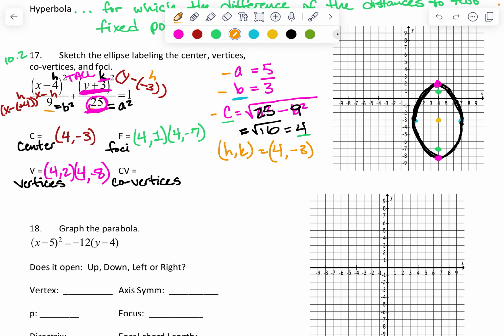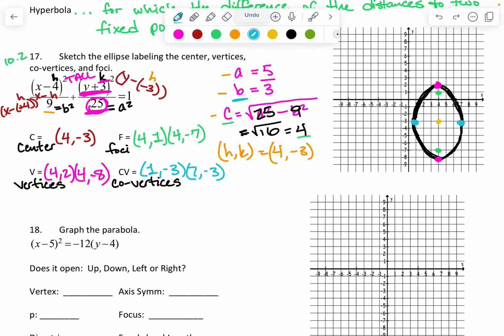And then lastly, we have our co-vertices, which are the blue points. The first one is at 1, -3, and the second one is at 7, -3. So if you notice, for a tall ellipse, these have the same y. They have the same y value because they're at the same height. All right.